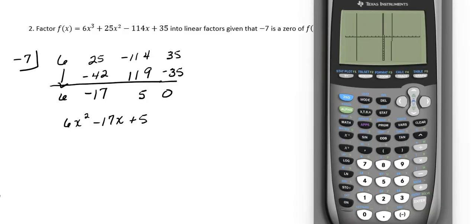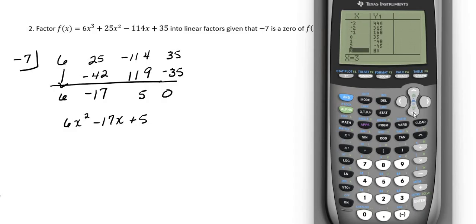Okay, once I have used synthetic division with -7, I can go back to my graph or the table and see if there is another 0 that I can easily find. And looking at this graph, you can't really tell. So I'm going to look at the table. I know that I had a 0 at -7, and then it doesn't look like I have another 0 listed in my table.